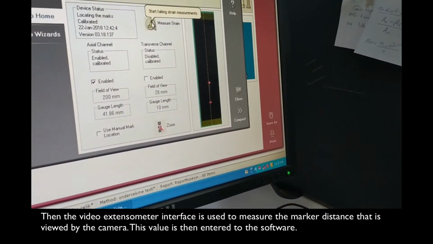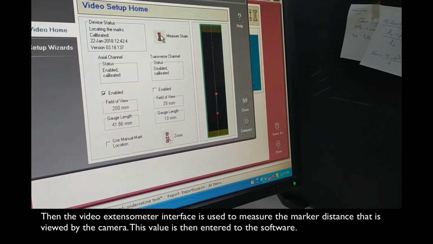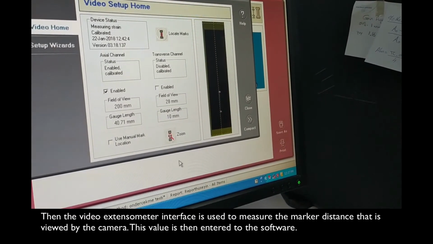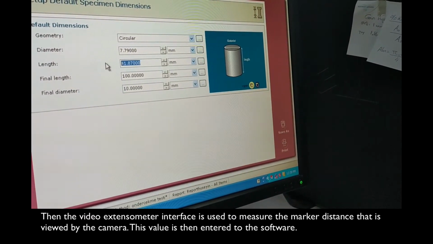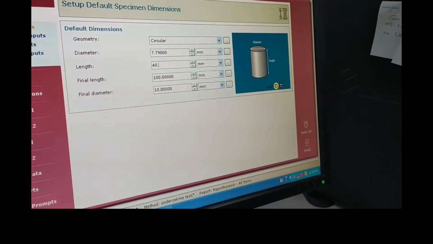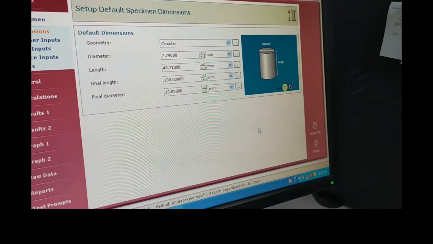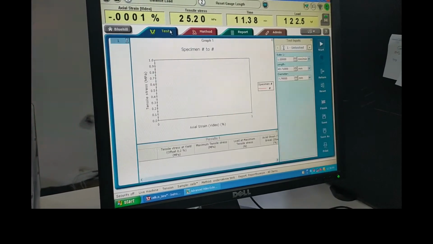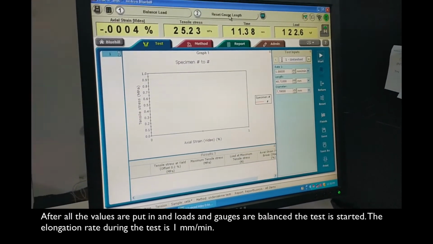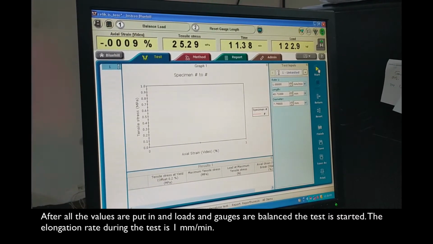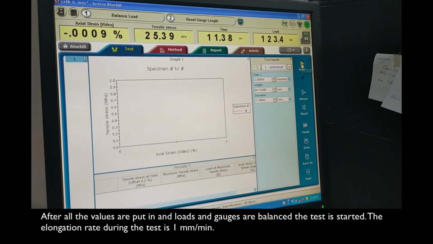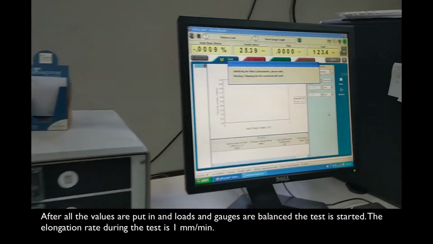Then, the video extensometer interface is used to measure the marker distance that is viewed by the camera. This value is then entered into the software. After all the values are put in and loads and gauges are balanced, the test is started. The elongation rate during the test is 1 mm per minute.